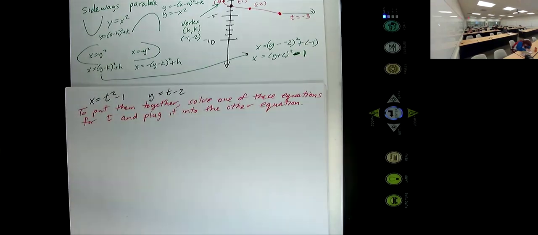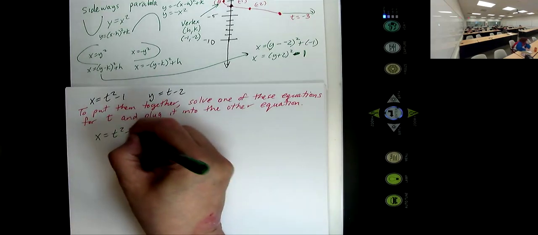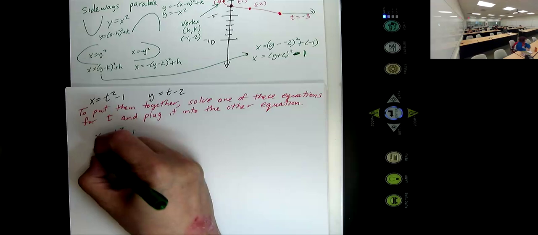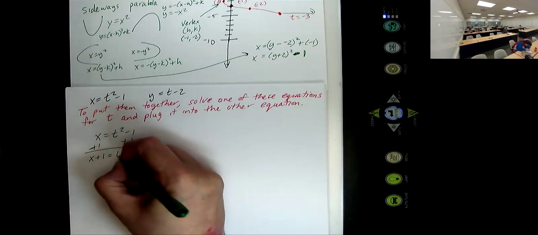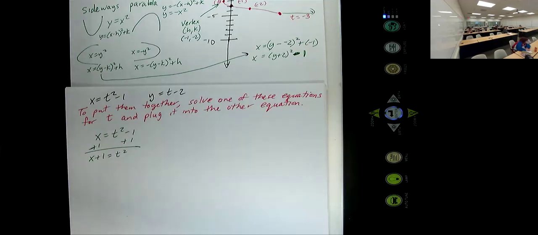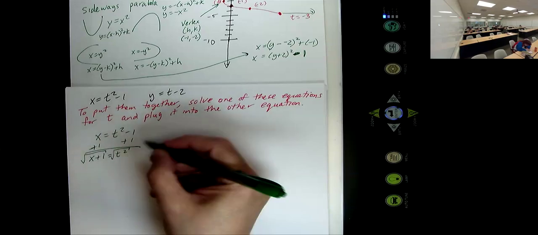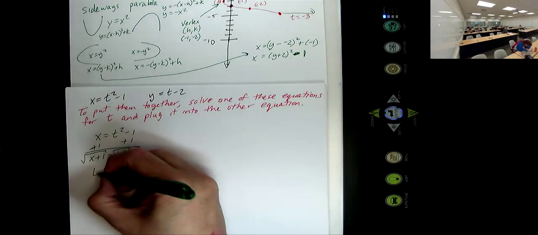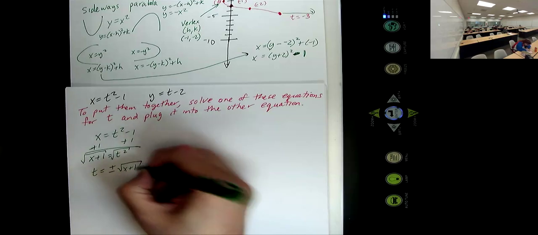Let's do x equals t squared minus 1. If I want to solve that for t, I have to add 1 to both sides, and I get x plus 1 equals t squared. And then I'll take the square root of both sides, and I get t equals plus or minus the square root of x plus 1.